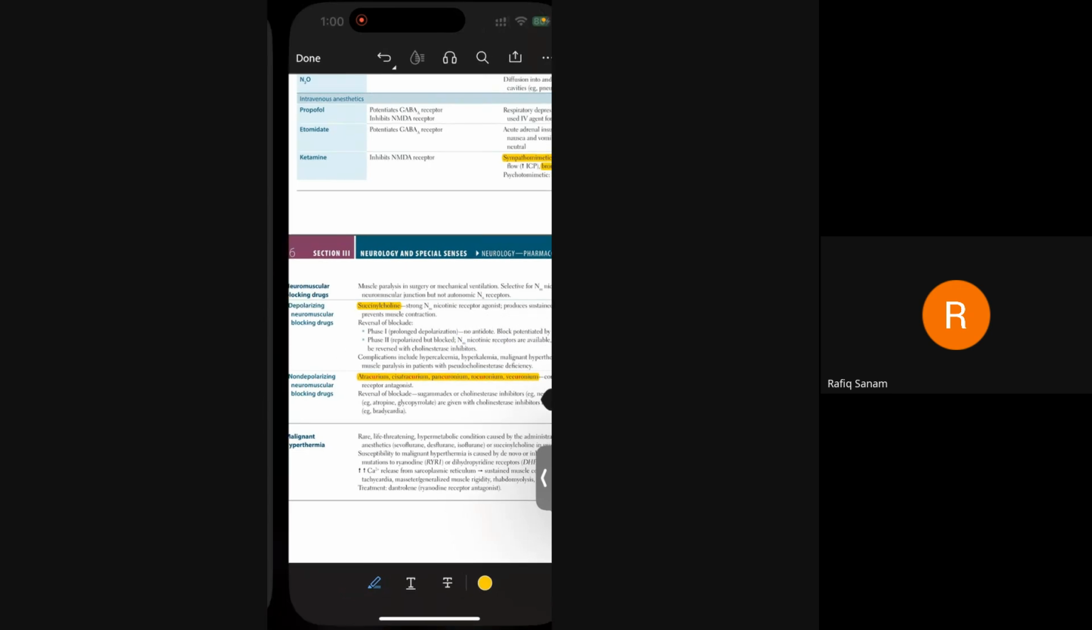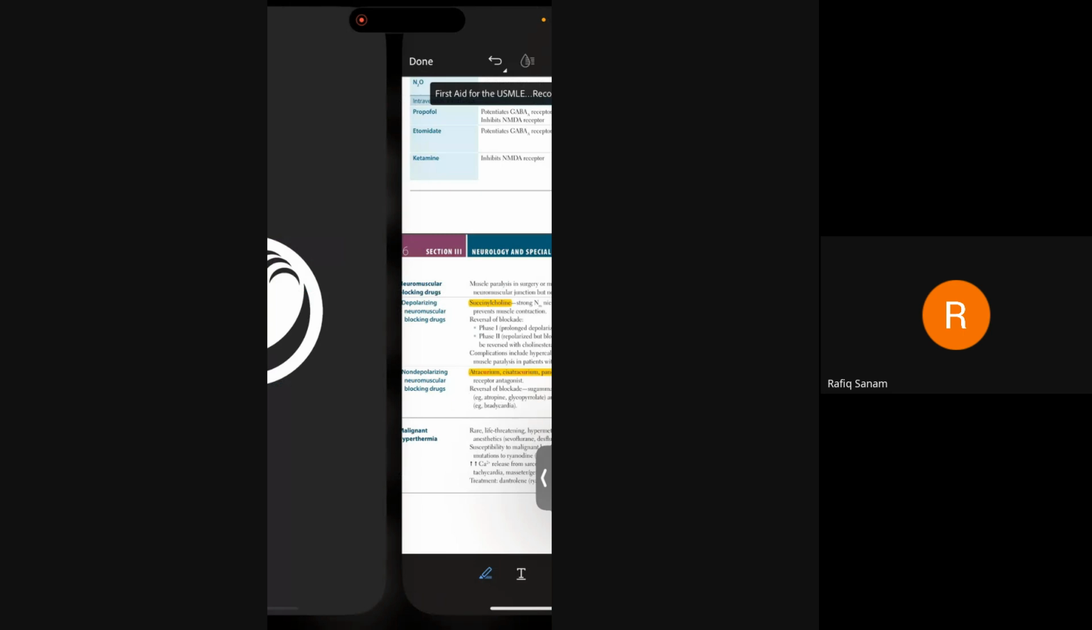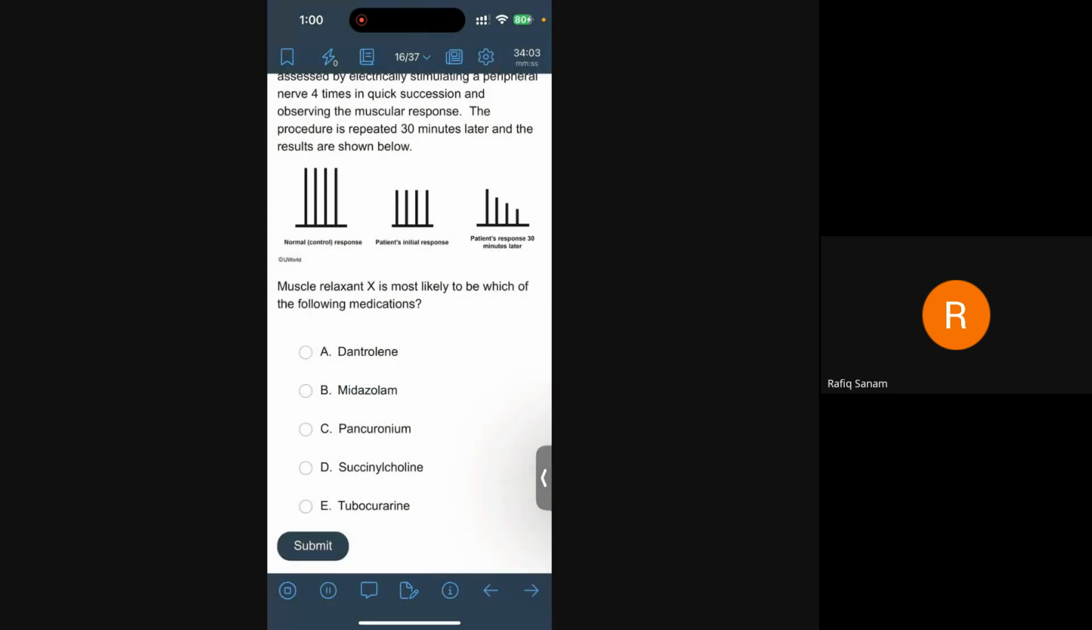So you have to tell me which one is depolarizing here. Depolarizing, D. Succinylcholine is the depolarizing one.